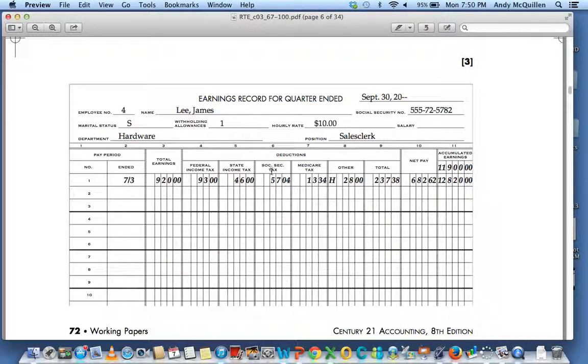Health insurance and life insurance are indicated here, well, I guess health insurance only in other. We total those up, get our net pay. Remember, we subtract our total deductions from the total earnings. That's how we get 682.62. And our accumulated earnings is given to you in the book. This top number, 11,900, and then we add 920 together, and that's how we get 12,820.